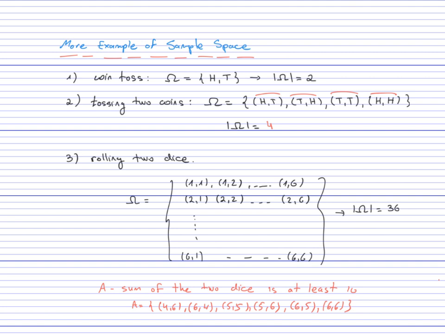And if I ask you what is the cardinality of A, so how many elements do we have in A? 1, 2, 3, 4, 5, and 6. So the cardinality of A is exactly 6. Okay, so that's all for those examples.